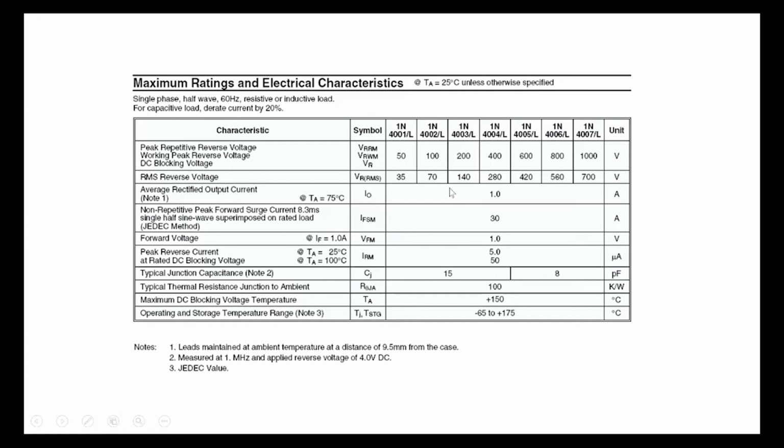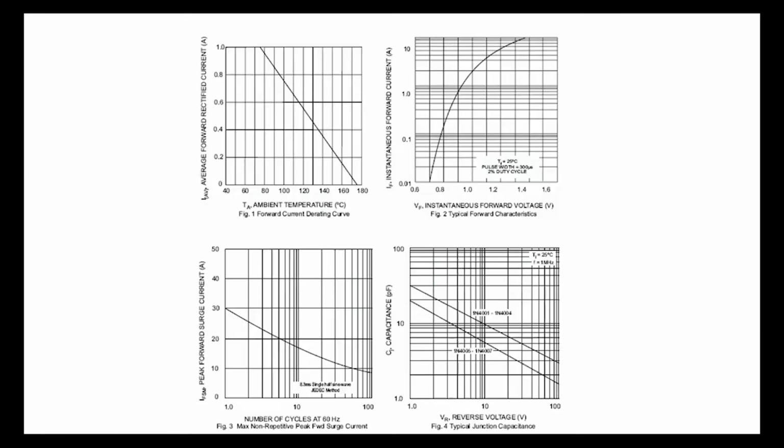Note that the higher the rating, for example, if you choose a 1N4007 with 1000 volt rating, it would be more expensive than a 1N4001 with a 50 volt rating. So we would like to choose a diode which is just appropriate for our application. We do not want to choose something with a very high rating, because then we'll be unnecessarily paying a lot more. All right, so these are the characteristics.